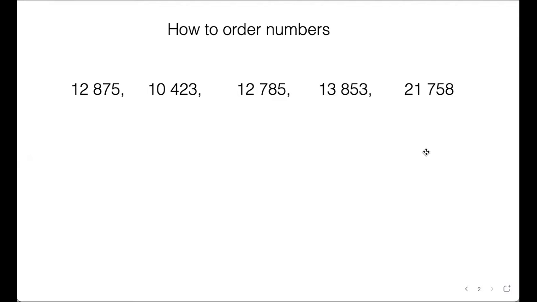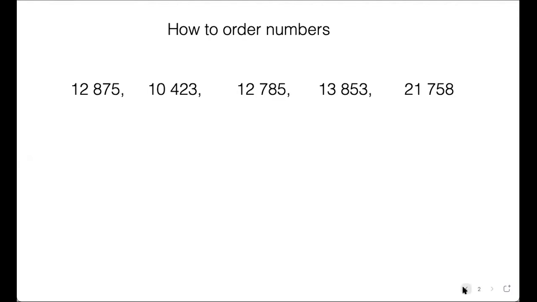In this video, we're going to be looking at how to order numbers. There are 5 numbers here that we are going to try and order from smallest to biggest, or ascending order. Ascending means small to big, descending means biggest to smallest.